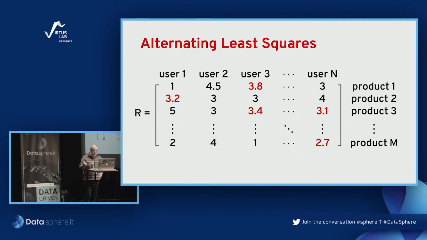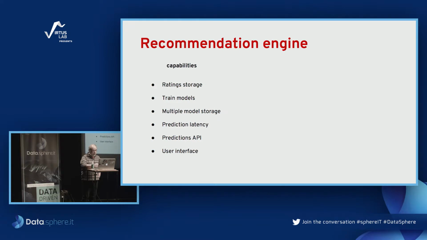So once you have these latent factors, you can use them, as I said, to multiply them back and get the whole ratings approximation, right? And these will be your predictions.